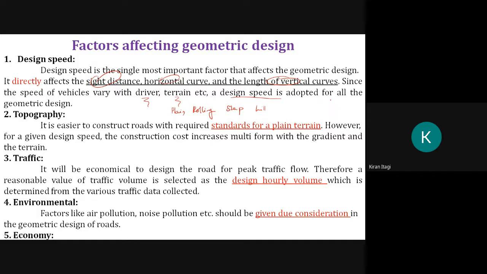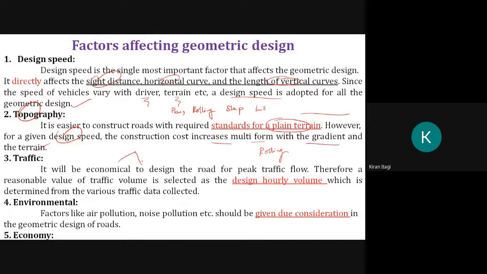The design speed is adapted for all the geometric designs. The next important thing is the topography. It is easier to construct a road with required standards for plain terrains. Do you know what we mean by plain terrains? The area will be flat enough. So it is very easy to construct in plain terrains with respect to rolling terrains. However, for the given design speed, the construction cost increases with the gradient and the terrain.